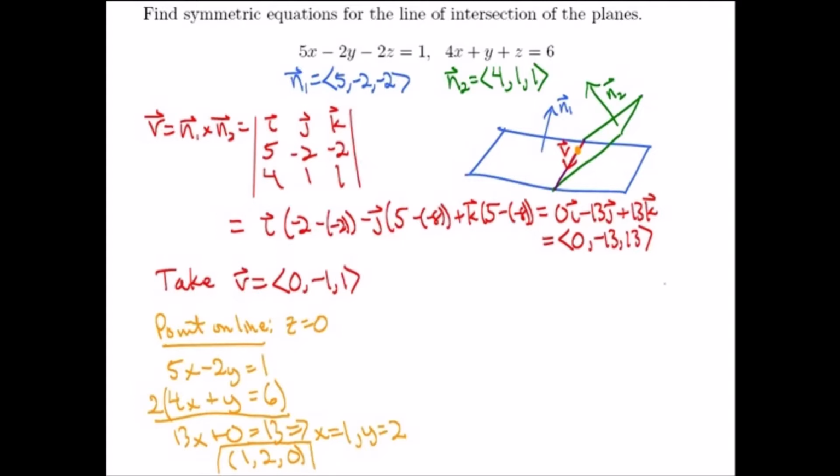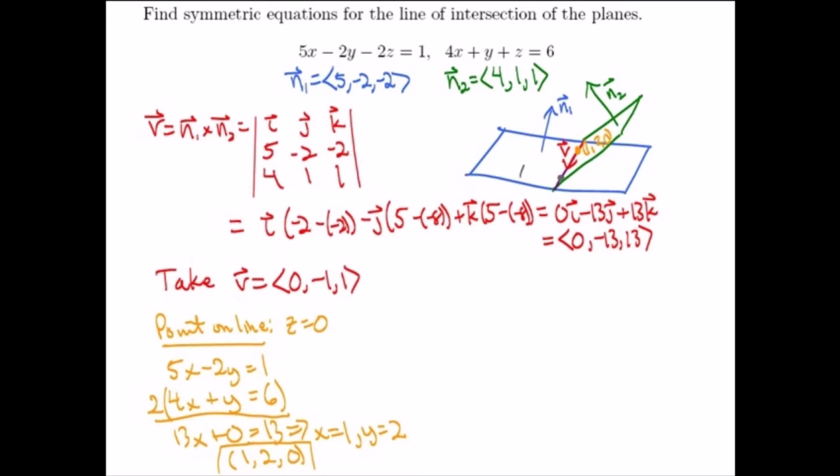And again, what we did is let one of our variables be 0, in this case z, and solve the resulting system of equations, 2 equations and 2 unknowns. So there's that point on my line, and again, let's label that. That's the point 1, 2, 0. Now we're ready to find the symmetric equation. I'm going to do it by first finding parametric equations.